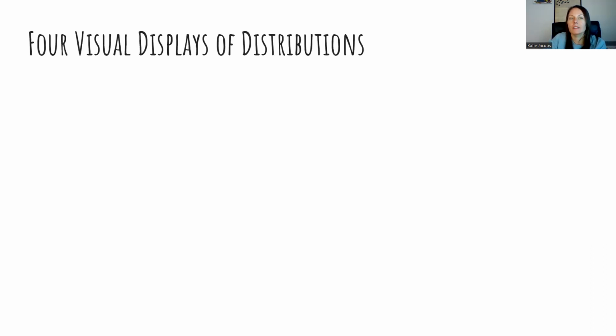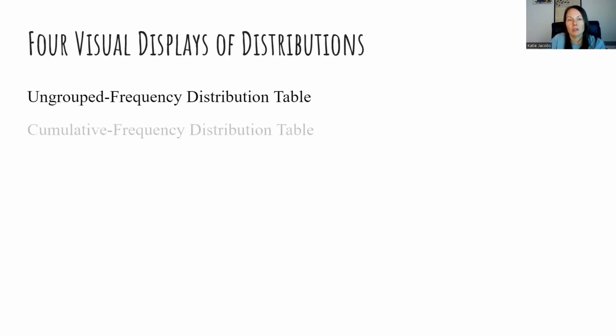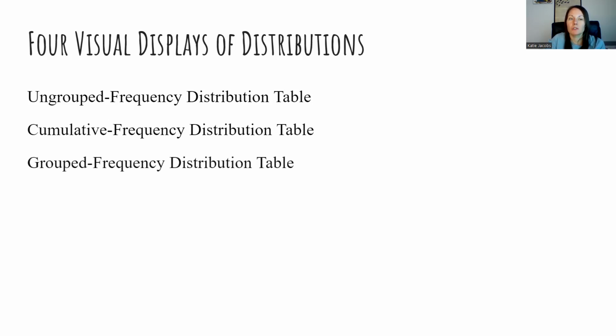All right, so there are 4 visual displays of distributions that I'm going to teach you in this class. There are more than this. Like a pie chart is a type of display of a distribution, but I'm only going to teach you 4 of them. I'm going to teach you the ungrouped frequency distribution table, how to make the cumulative frequency distribution table, and how to make a grouped frequency distribution table. I'm also going to teach you to properly make a histogram. All right.